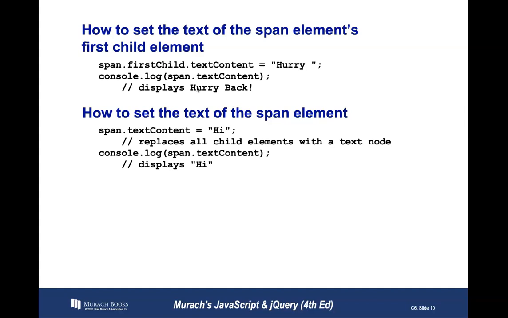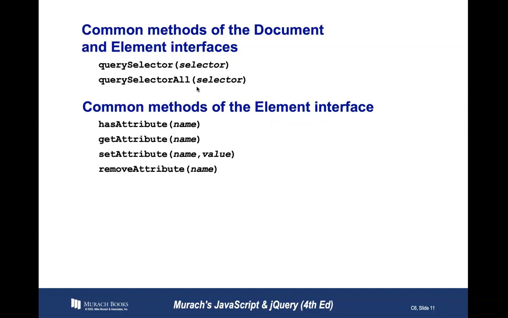Next, this is how we can set the text of a span element, which we've already done, but we did it for the first child element. So in this case, we're going to create some text content that equals hi. And when we use span.textContent, it does exactly what you might think. It takes welcome back exclamation point and just replaces it with hi.